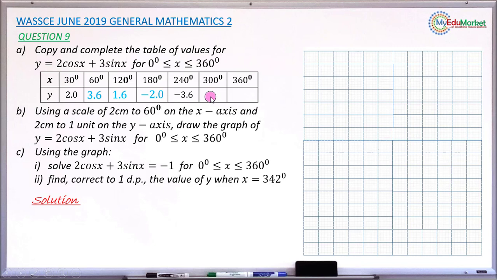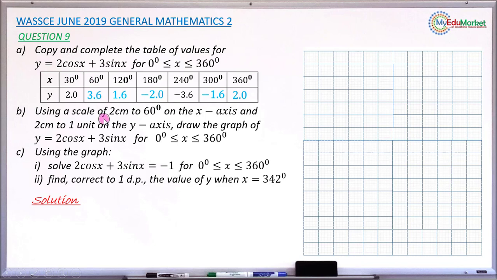Next is when x is 300. Find cos 300 and multiply the result by 2. Find sin 300 and multiply the result by 3. Add the two answers. You now have minus 1.6. Last is when x is 360. What will y be? Find cos 360 times 2, sin 360 times 3. Add the two results. What you are going to have is 2.0. So this table is now complete, and we have answered question A.